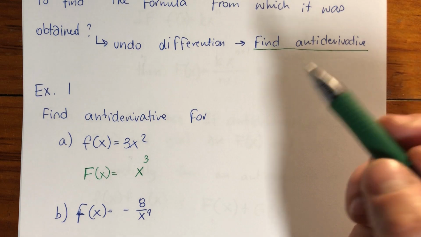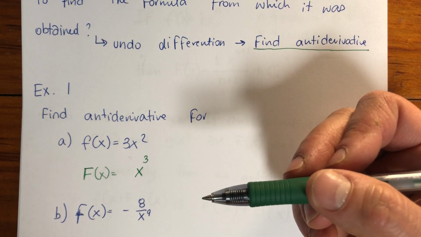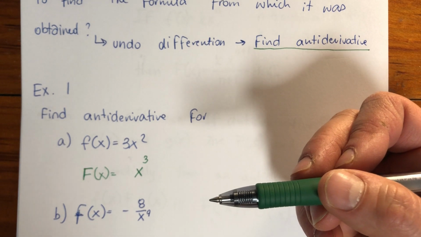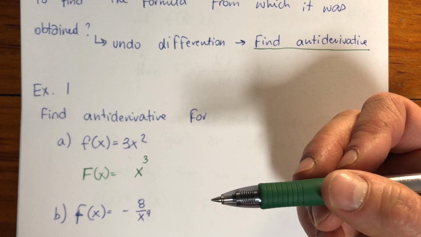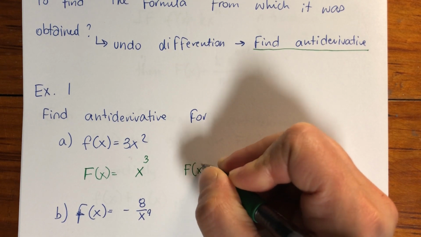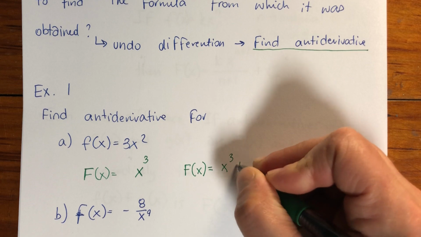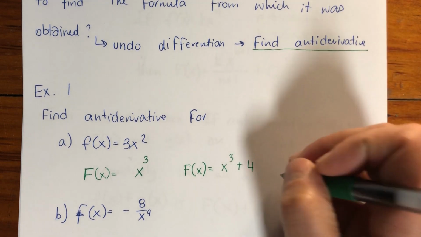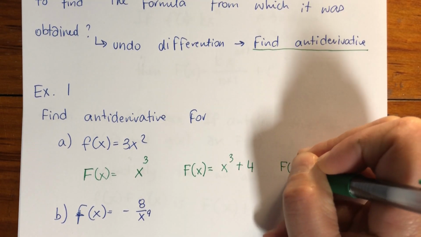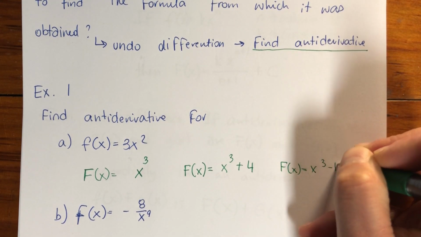But my question would be, is this the only answer? Could you give me something else that would work? Well, I will give you an example. Would that work? x to the power of 3 plus 4. How about F of x, could it be x to the 3rd power minus 15?